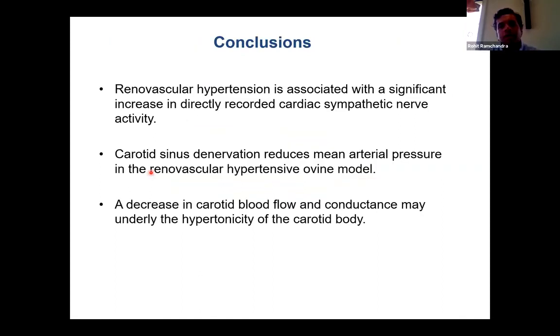So just to conclude the scientific talk, using the tools, we've shown that renovascular hypertension is associated with a significant increase in directly recorded cardiac sympathetic drive. If we cut the carotid sinus nerves, you can reduce mean arterial pressure, and the use of solid state pressure probes, where you don't really see any difference in pulse pressure over time, allows us to be really sure of this result. And of course, the measurement of carotid blood flow and conductance allows us to posit that it might be that a decrease in carotid blood flow may underlie the hypertonicity of the carotid body.